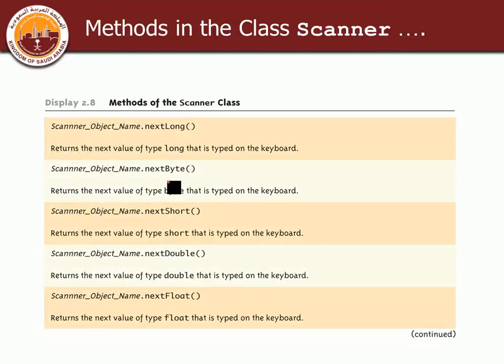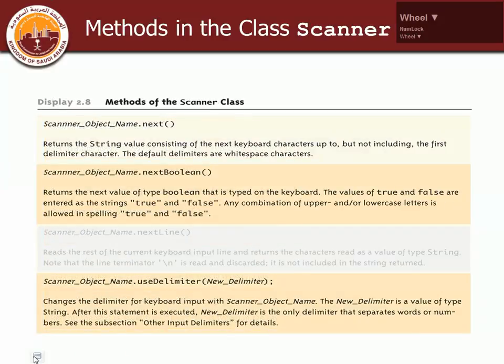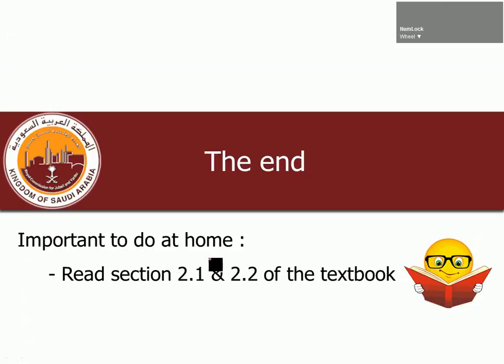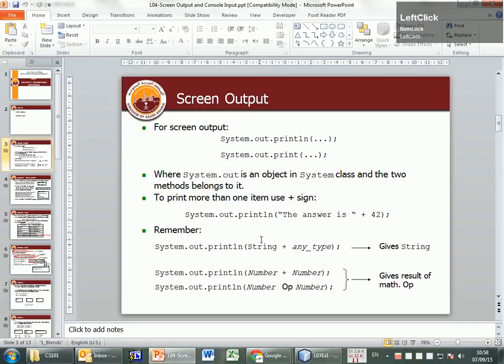And in the scanner you can have not only next int, there's next long, next byte, next short, a lot of different next methods that we can use depending on the data type that you're using. And so next boolean, you're going to maybe use them. So we're going to see some of those things inshallah later on. And we end up with just have a look at sections 2.1, 2.2 in the textbook, and that's the end of this presentation. Do you have any questions?